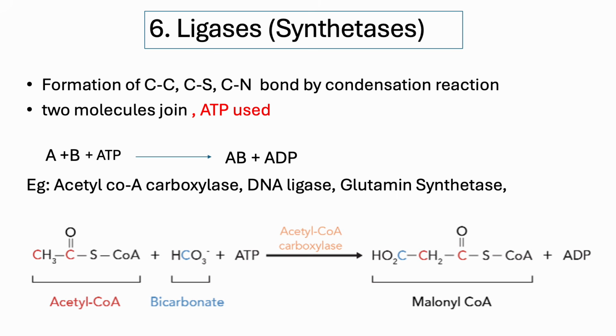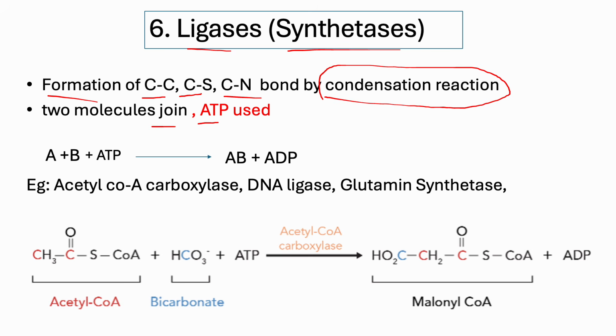Let's talk about ligases. Another name of ligases is synthetases. As I told earlier, synthetases use ATP to form the bond. This is the formation of a bond, that is a carbon-carbon bond, carbon-sulfur bond, or carbon-nitrogen bond by condensation reaction. Bear in mind, it will be a condensation reaction, and two molecules join using ATP. So here ATP is used. For example, substrates A and B bind together to form AB by using a molecule of phosphate, that is by using ATP, and it forms ADP.